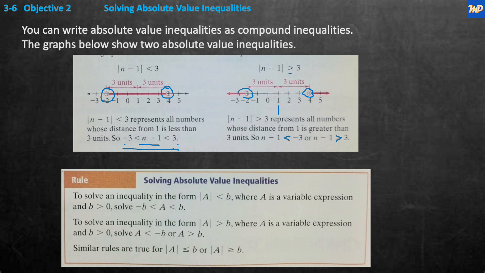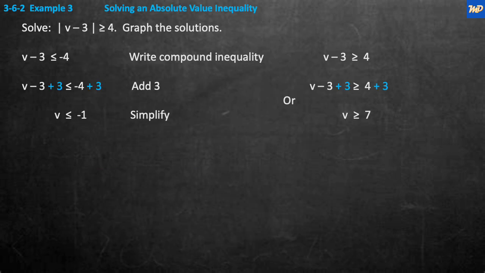Now, on the other one, to solve an inequality in the form of absolute value of A is greater than B, where A is a variable expression and B is greater than 0, solve A is less than negative B, or A is greater than B. And that's what you have here. So it's less than or greater than. You see, similar rules apply with the equal sign, greater than or equal, except it would be dots and not circles on our number line.